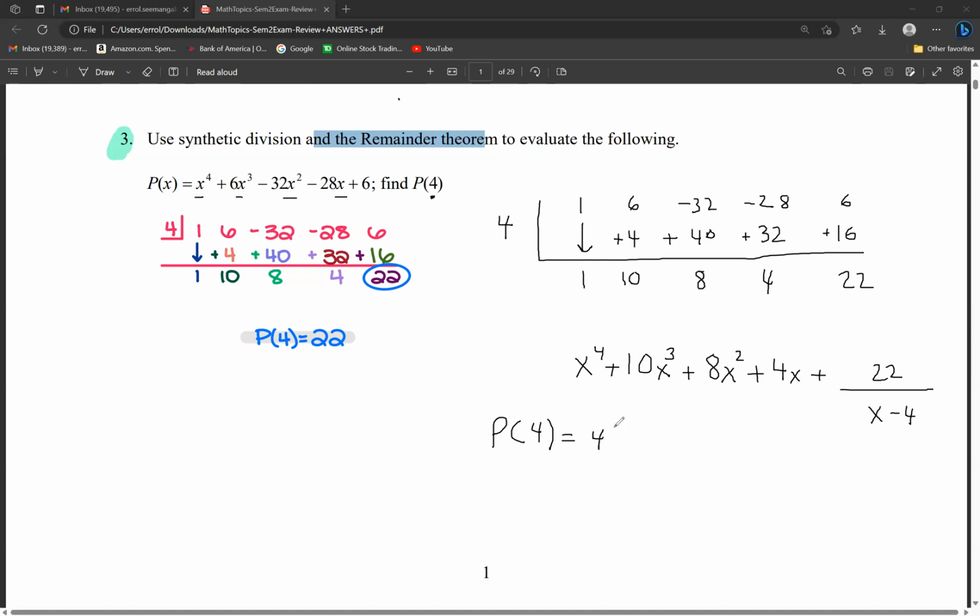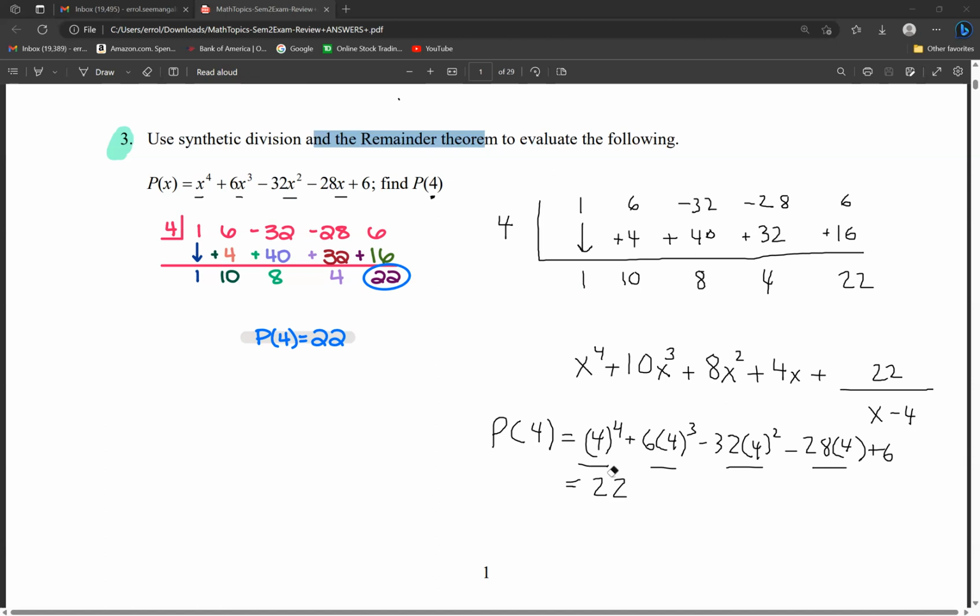4 to the power of 4, plus 6 times 4 to the 3, minus 32 times 4 times 4, minus 28 times 4, plus 6. All right, we did the math on this yesterday, so it works out to being 22. You can solve each of these on your own, but you'll see that it works out to 22.